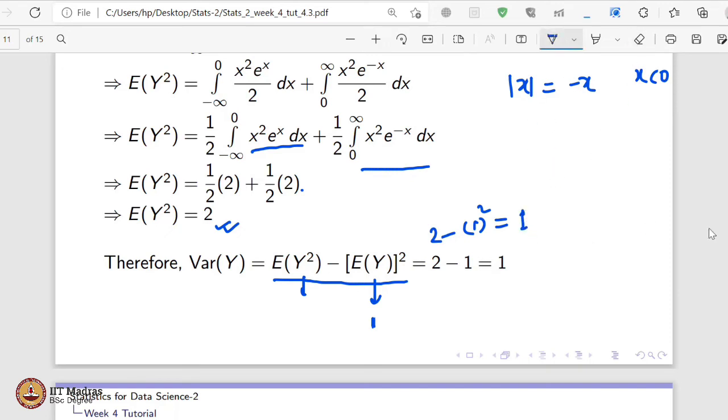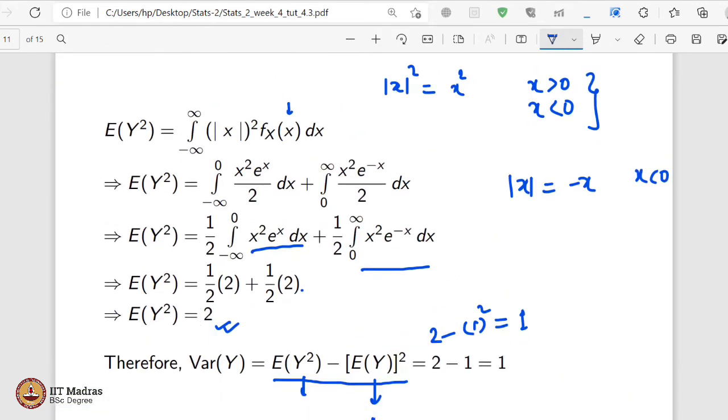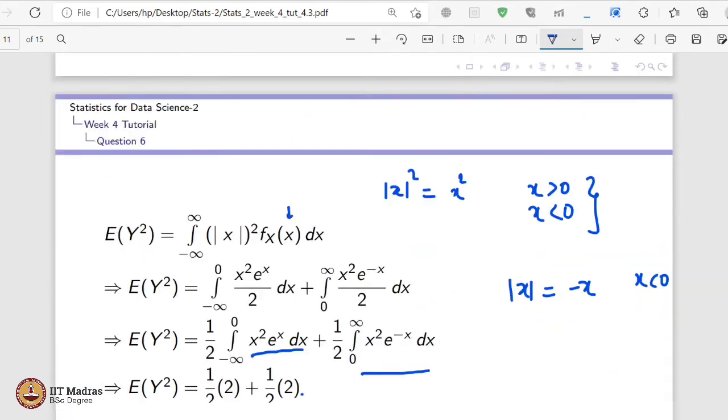So we have got the variance of y as 1, and the expectation of y also as 1.